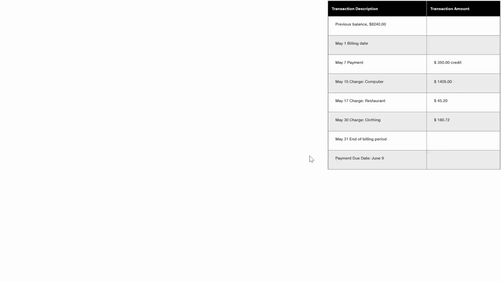All right, so here are the transactions. What we need to do is make a table and write what we have and don't have. Our first row is going to be May 1st. On May 1st, the previous balance was this much, so our balance column is going to be 8240. This is our previous balance.